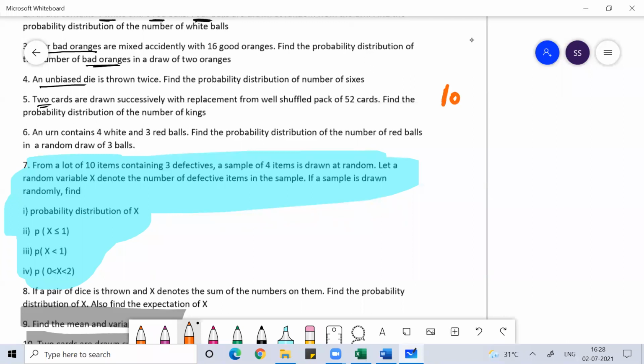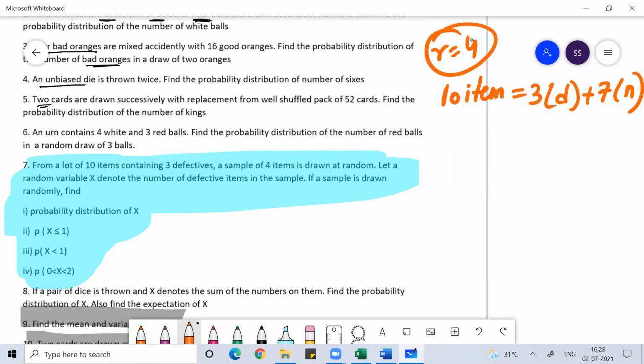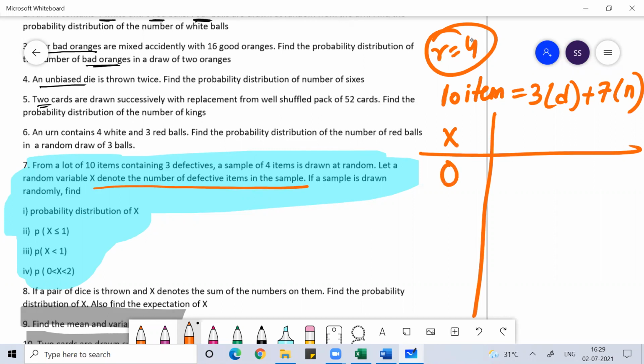So you have 10 items. 3 are defective and 7 are normal. And you draw 4 samples. Your r is 4. Here X denotes the number of defective items in the sample.